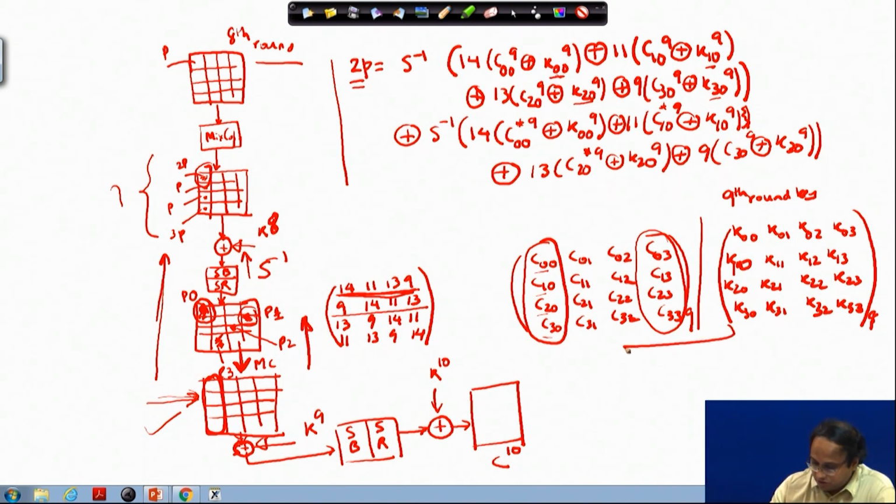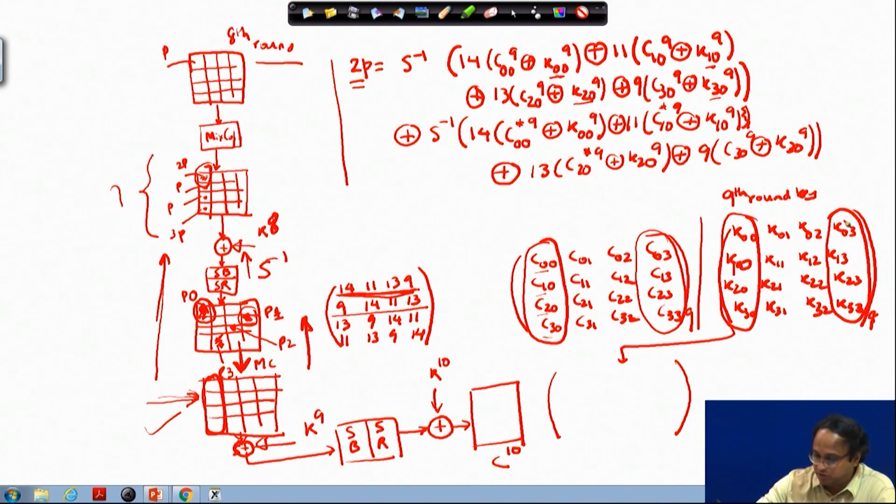The key scheduling of AES is very simple. You consider the columns one by one. For example, I consider this column and this column, and then I do an operation on this column. There is an operation called RotWord, followed by an S box operation. So K13 comes at the top, then K23, then K33, and then K03 comes in, and then we apply an S box operation on them.